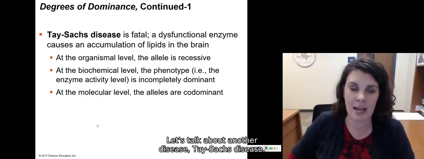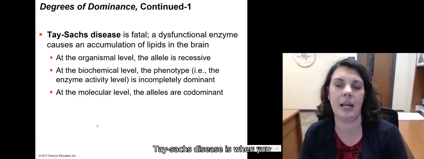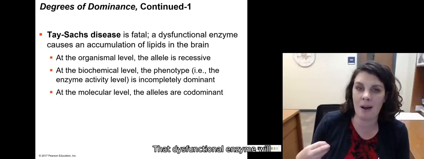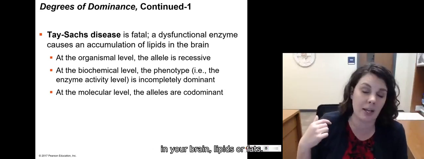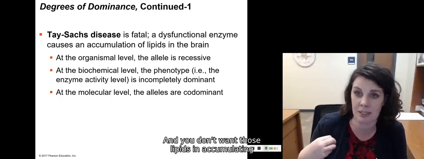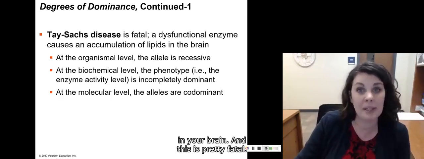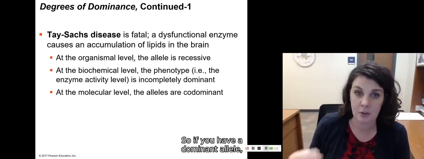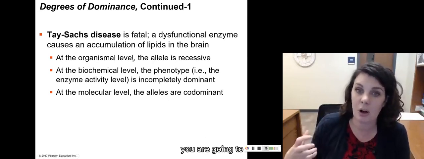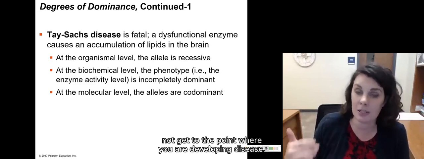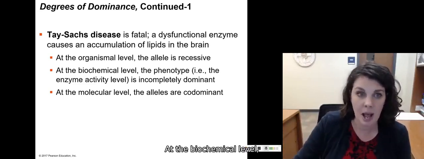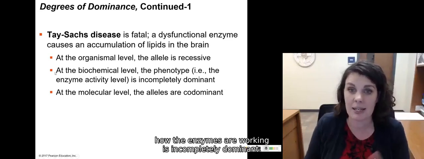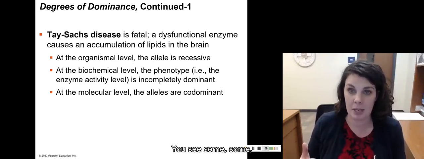Okay, let's talk about another disease, Tay-Sachs disease. Tay-Sachs disease is when you have a dysfunctional enzyme, and that dysfunctional enzyme will result in lipids accumulating in your brain. Lipids are fats, and you don't want those lipids accumulating in your brain. And this is pretty fatal. At the organismal level, the allele is recessive. So if you have a dominant allele, you are not going to develop disease. At the biochemical level, the phenotype, or how the enzymes are working, is incompletely dominant.